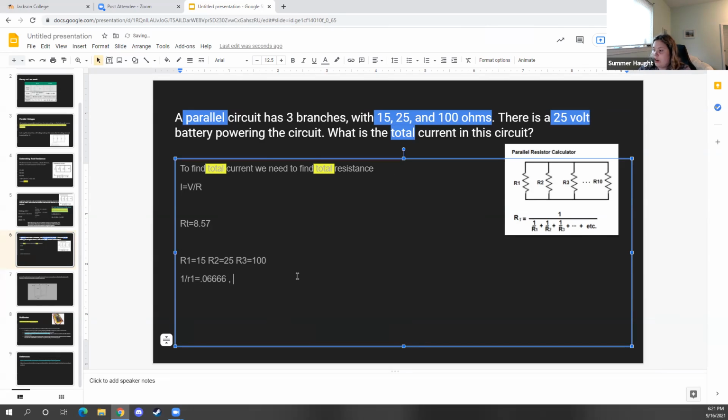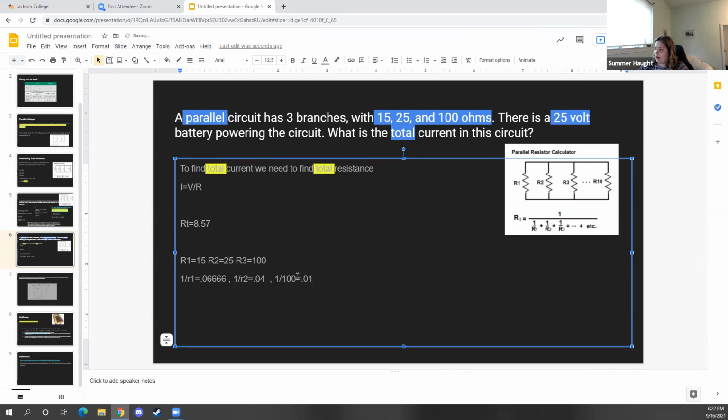0.06666. Now we can do 1 over R2, which we know would just be 1 over 25. And it doesn't matter if you call R1 25, R2 15, as long as you take into account whatever ohms you're getting. So 1 over 25 is 0.04. You can do the math if you want to here to make sure I'm right. I sometimes mess it up. And then R3 is 1 over 100, which is just 0.01.